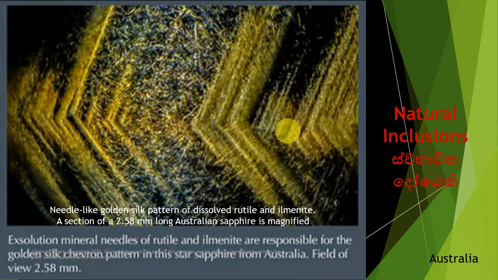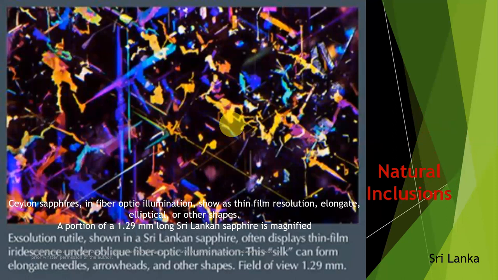Now look at this. You can see, as we learned in lesson two, this rutile needle-like silk pattern creates the yellow star. So a needle-like golden silk pattern of dissolved rutile and ilmenite. Rutile and ilmenite create this pattern. It gives the star effect when we cut. This stone is natural from Australia.